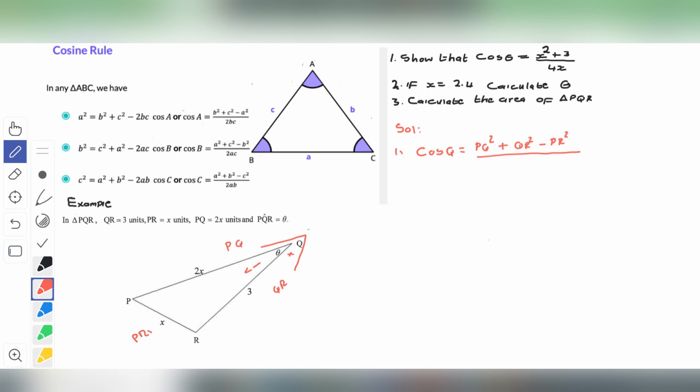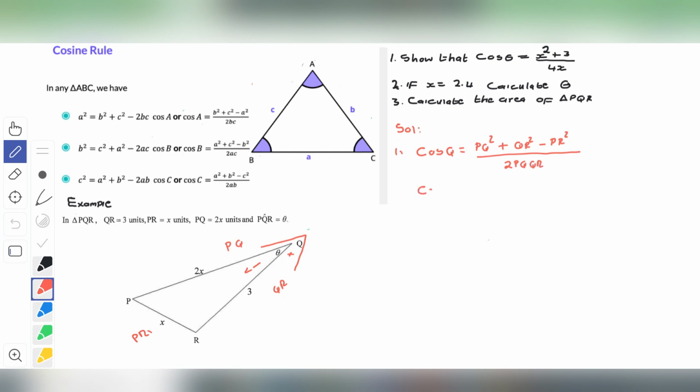By that opposite side of what? Of that angle, right? You can cram it that way. And then we are going to have 2 multiplied by what? PQ and QR. The two lengths which formed the angle, which are PQ and QR, right?